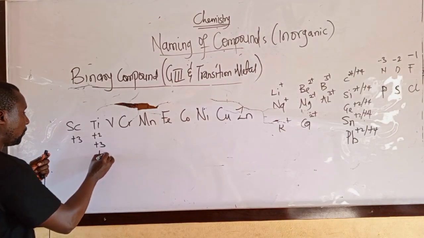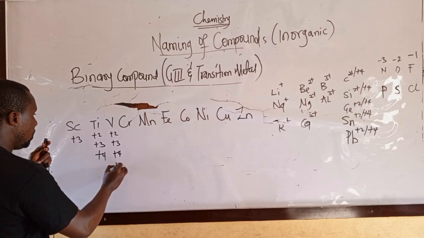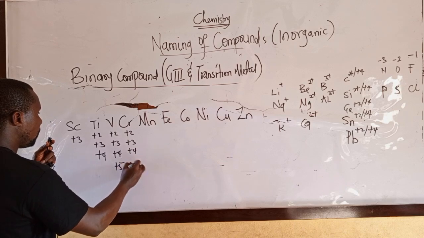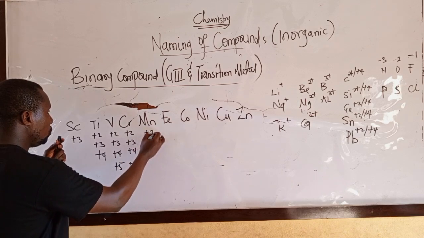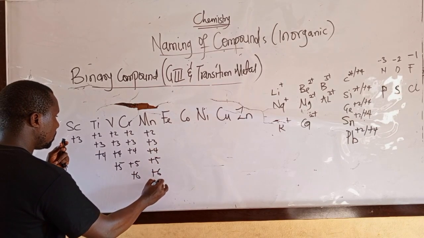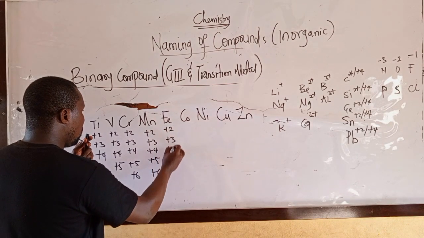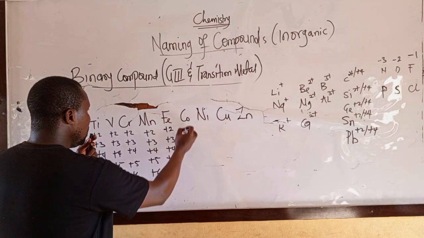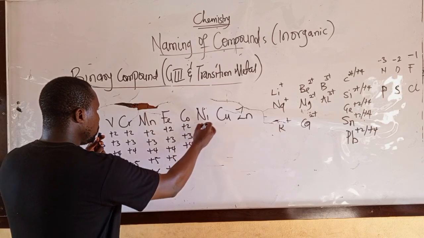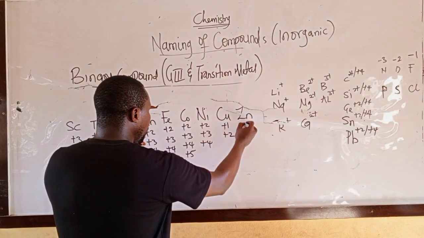+2 +3 +4. This one, +2 +3 +4 +5. This one, +2 +3 +4 +5 +6. +2 +3 +4 +5 +6 +7. +2 +3 +4 +5 +6. +2 +3 +4 +5 +2 +3 +4 +1 +2 +2.